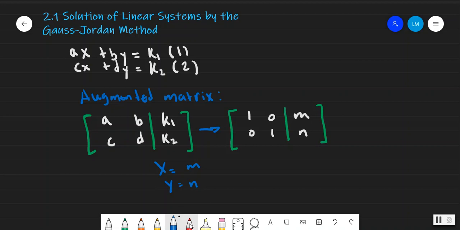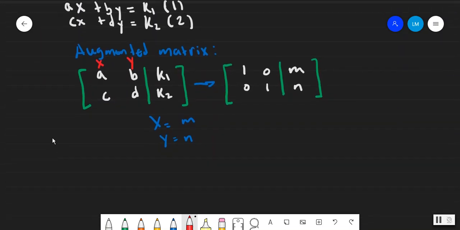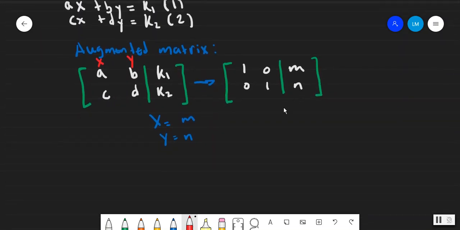Now, interestingly enough, these columns are acting like placeholders for the variable x and the variable y, and then we have our constants. That's the same thing over here, where this is telling us that basically we have x equals m and y equals n. Now, the trick really is, how do we get from this matrix to this matrix? And that's using row operations.